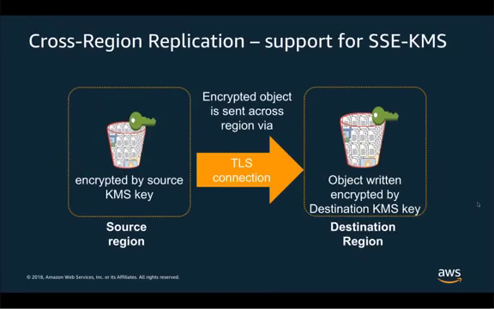You can also use SSE KMS when doing cross-region replication. In case of cross-region replication, KMS is region-specific, so your data in the source region will be encrypted by the source KMS key. When you send the encrypted object through our network, then it is encrypted by TLS. You provide the KMS key that is specific to the destination region, and S3 and KMS will use that KMS master key to encrypt your object and store it as a replica in the destination region.